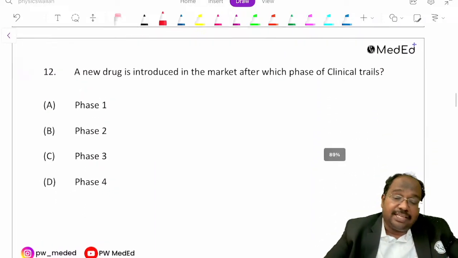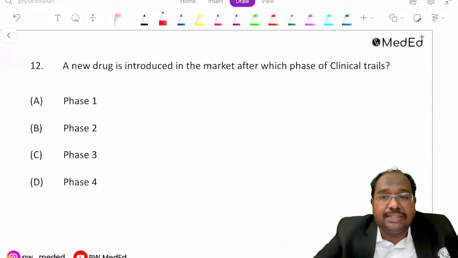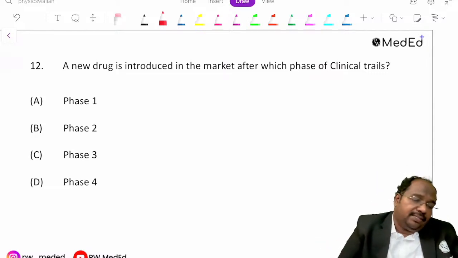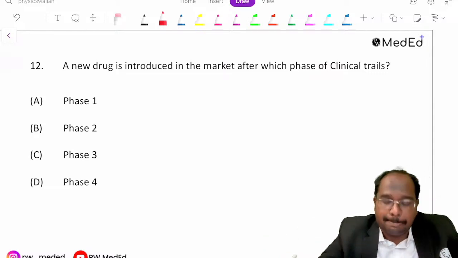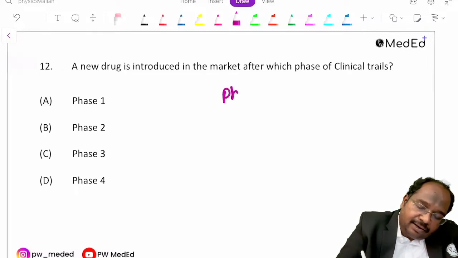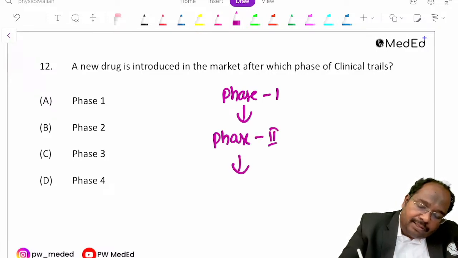Okay, this is a recent question. Please answer this: a new drug is introduced in the market after which phase of clinical trial? So that means after which phase it will come into market. Come on, think and answer. We have these clinical phases: phase 1, phase 2, then phase 3.